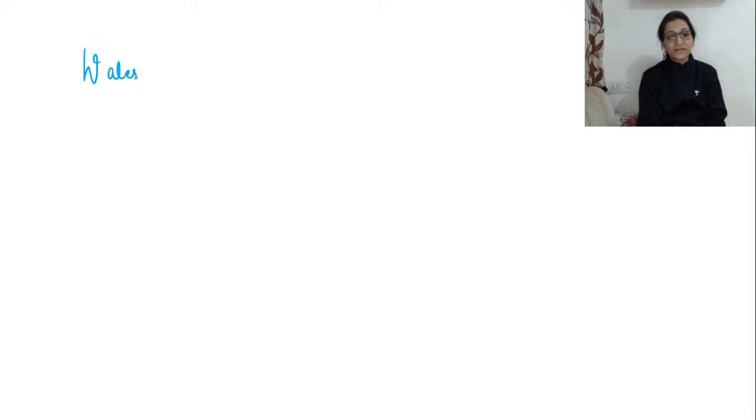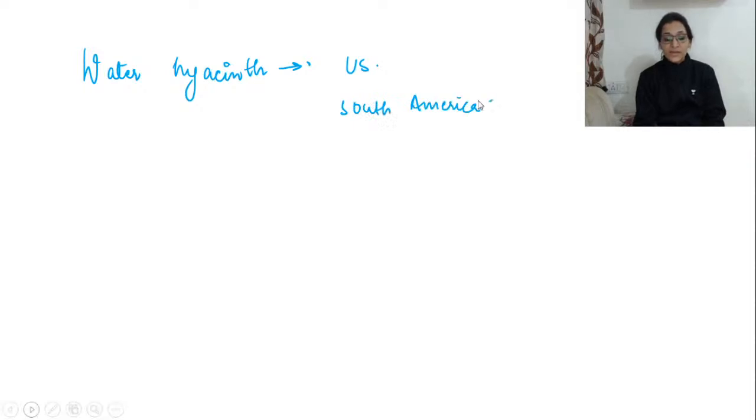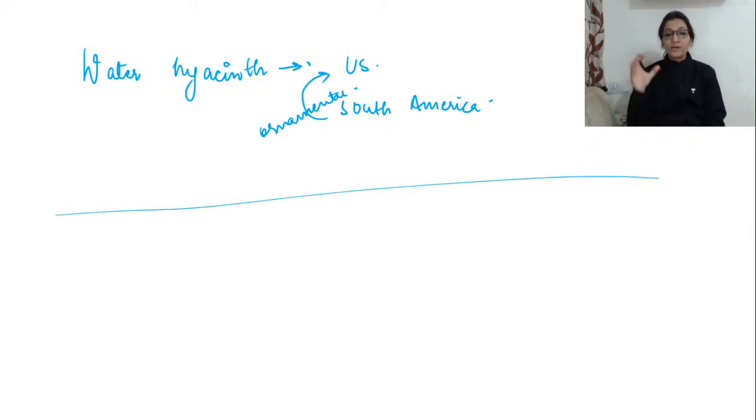Then water hyacinth is another example of an invasive species. Water hyacinth is actually a beautiful aquatic plant, and it was introduced in the United States from South America as an ornamental plant, right? In the wild, it forms dense mats, reducing the sunlight for the submerged plants and aquatic organisms. So it blocks the sunlight, right? Crowding out of the native aquatic plants occurs, and clogging of the waterways occurs, and intake pipes or outtake pipes of that particular water body are blocked because of the water hyacinth. So it was introduced as an ornamental plant, but it is posing many other problems in that area, right?